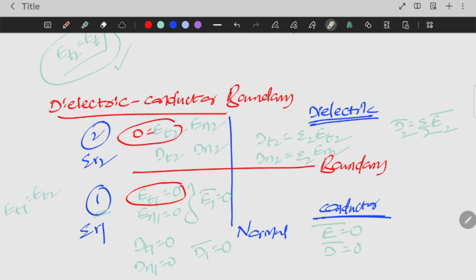That means in medium 2, the electric field will not contain any tangential component. That means only the normal component exists, so EN2 is not equal to 0. Normal is defined with respect to the boundary. So you will only have electric fields which are perpendicular to the boundary.